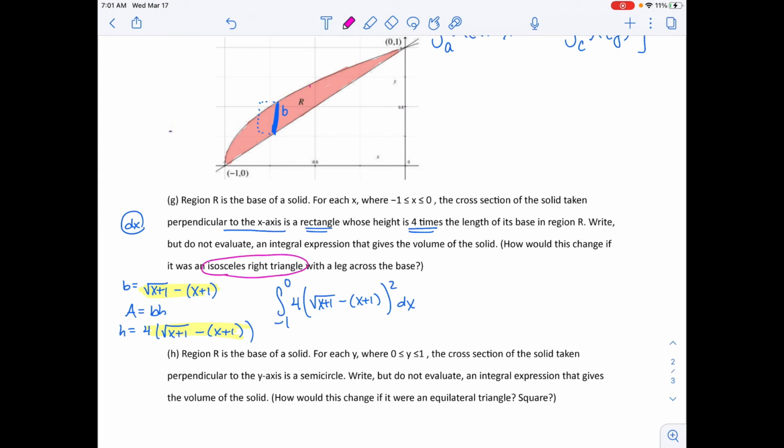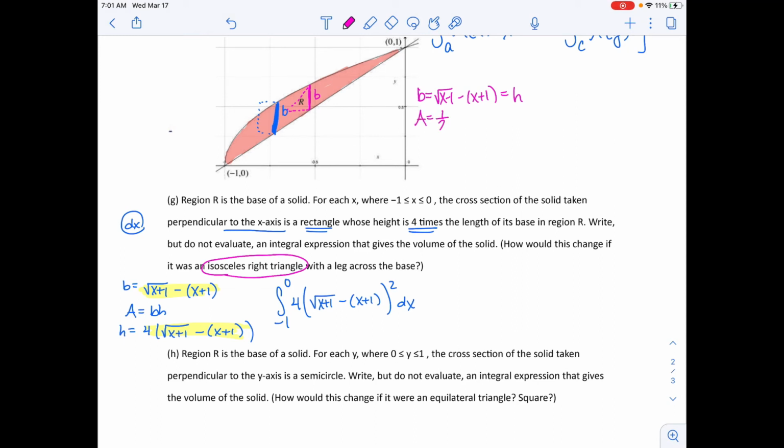All right, then the question says, well, what if instead we made it an isosceles right triangle? So we could draw, this now is not the base of a rectangle, it is now the side of a right triangle. So that's now the base of the right triangle, and so the base is the same. Okay, the base is square root x plus 1 minus x plus 1. The height is the same because it's an isosceles right triangle.